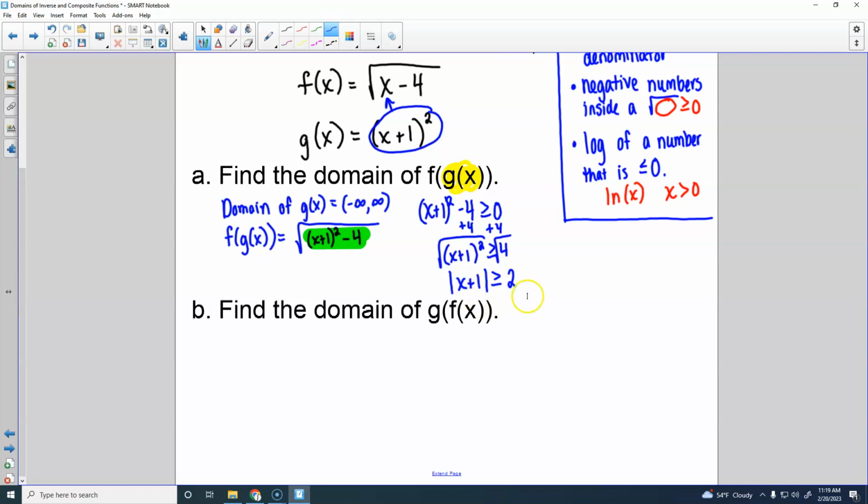So absolute value equations for inequalities, the way that you solve them is you're going to do x plus 1 is greater than or equal to 2. You write it once, basically just dropping the absolute value bars. And then you're going to put, for this one, it's going to be an or, because you have a greater sign. So greater signs, that's an or. If it's a less than sign, it's going to be an and. And then you'll do x plus 1 is less than or equal to negative 2.